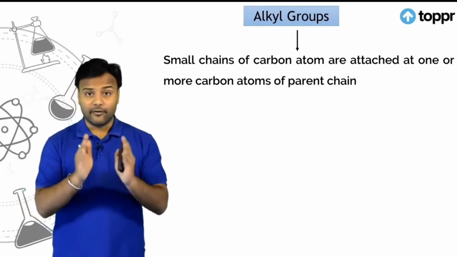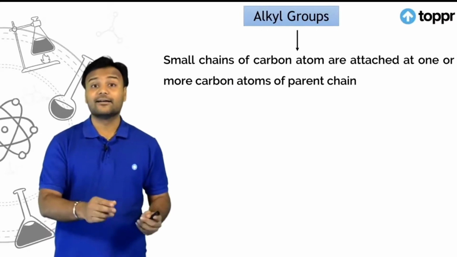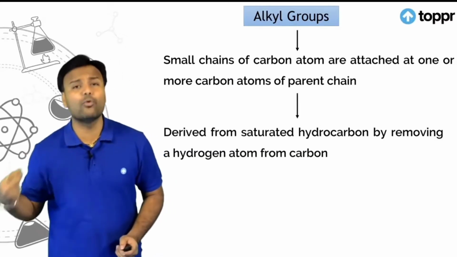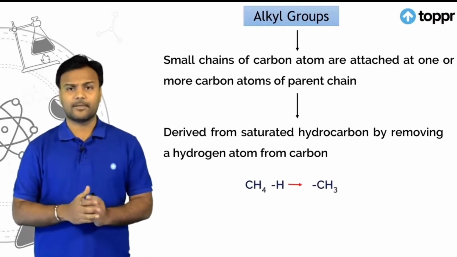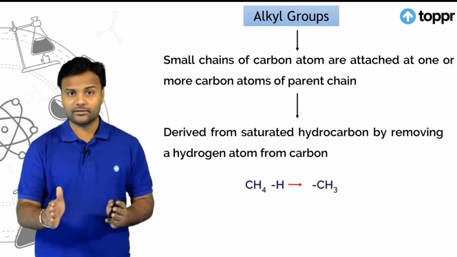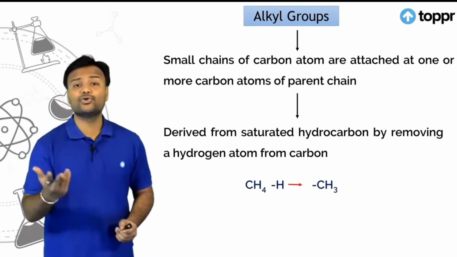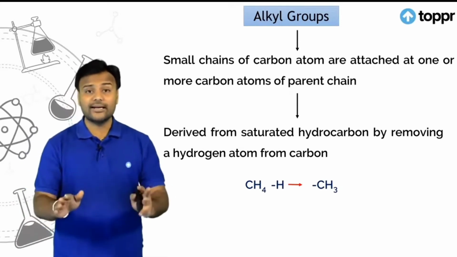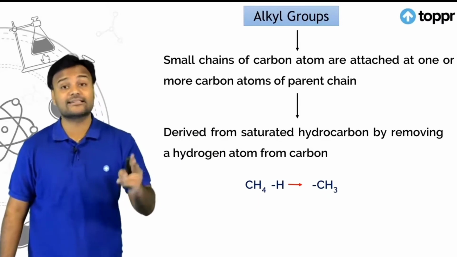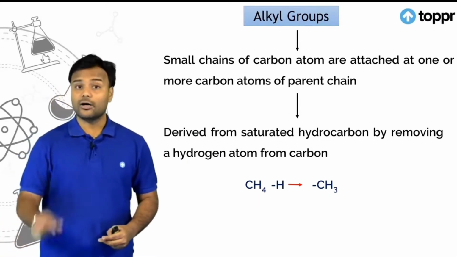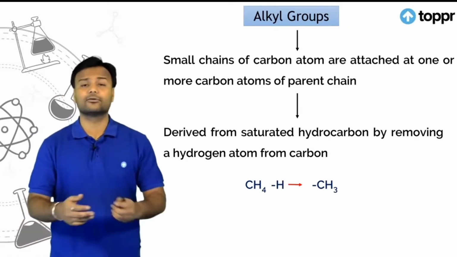Alkyl groups are nothing but where you have an alkane, that means a hydrocarbon, and the hydrogen if you remove from that alkane will be your alkyl group. So look at this, methane, remove one hydrogen, it comes to CH3. So this CH3 is your alkyl group. Generally these alkyl groups are derived from hydrocarbons, especially the saturated hydrocarbons. So removing one hydrogen from those saturated hydrocarbons becomes your alkyl group.